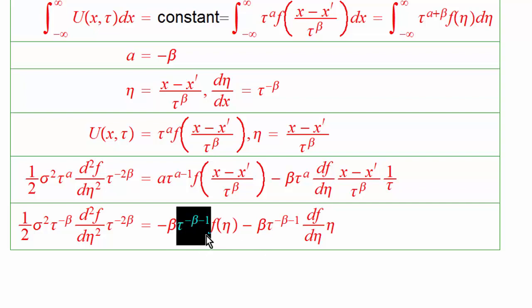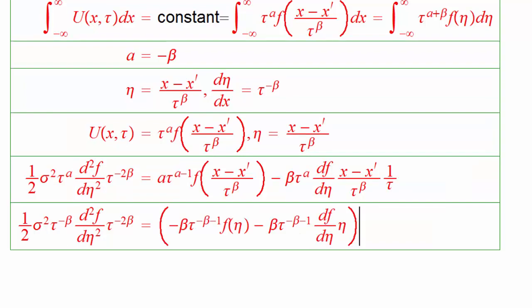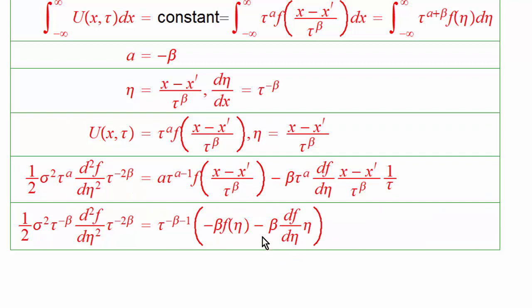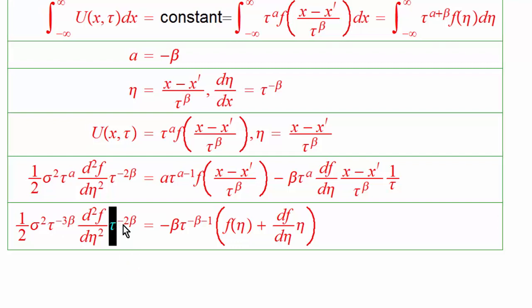I can do some factoring here because I have tau to the minus beta minus 1 and tau to the minus beta minus 1. Let's clean this up. What can I factor outside of that bracket? I can take that tau out, and I can take that minus beta out. Okay, so I've got a tau, more common basis, so this will be tau to the minus 3 because I got minus 1 here and minus 2 there. Clean that up.